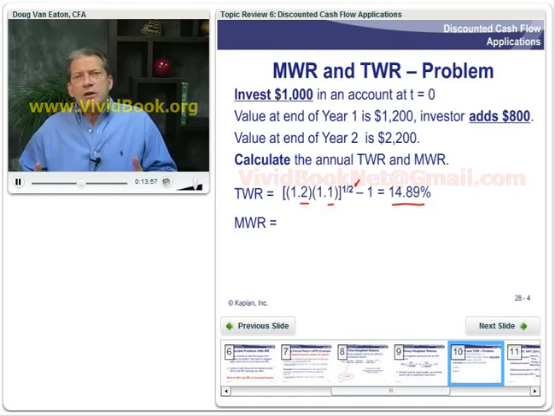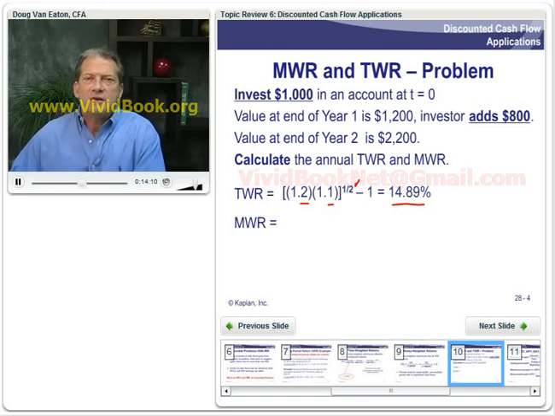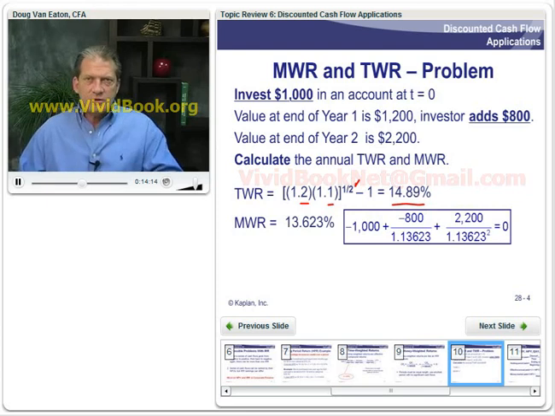So the money-weighted rate of return should be what? More or less than the time-weighted rate of return? Well, it should be less because we're putting more weight on the second period in which returns were lower, 10% instead of 20%. And that's exactly what we find if we do the calculations.